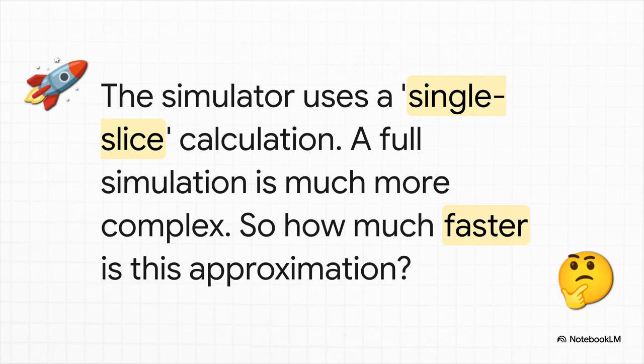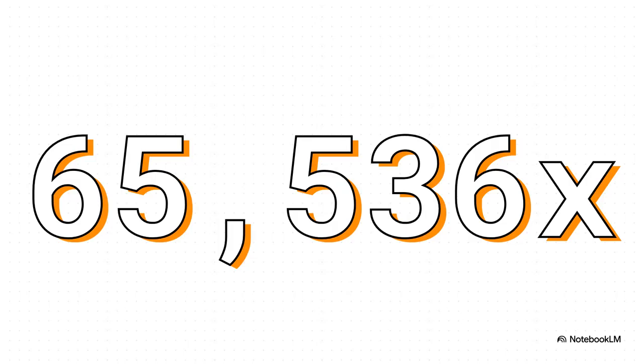So, this clever method, calculating the image based on just one pass-through, a single slice, is what makes the whole thing run in real time. A full-blown simulation is way, way more complicated. So, just how much faster are we talking about here?